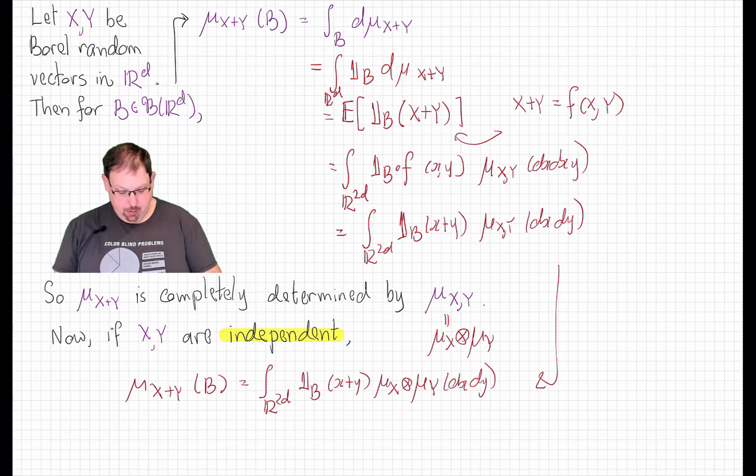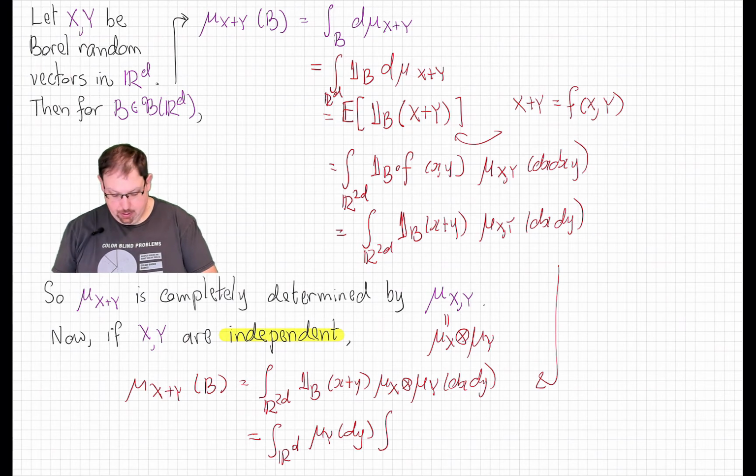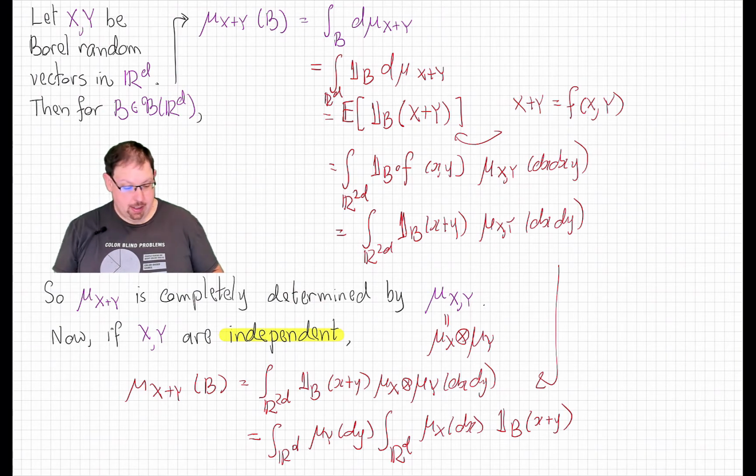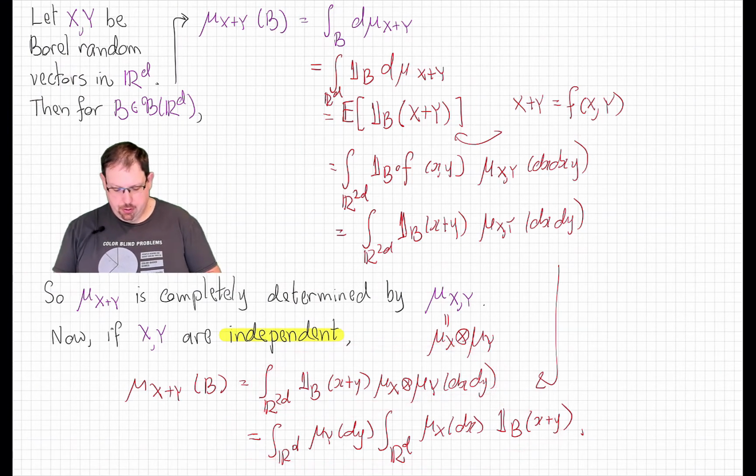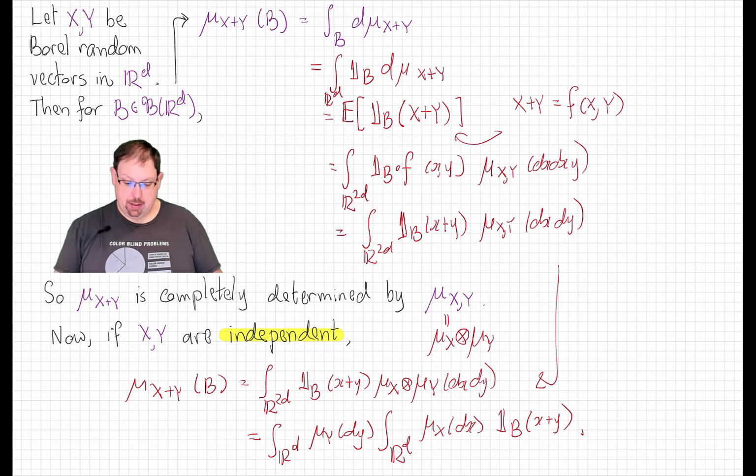And now let's go ahead and use Tonelli's theorem and write that as the integral over R^d of, let's say, the Y law of the integral over R^d of the X law, integrating that indicator function. In other words, if they're independent, we can calculate this as an iterated integral. Now we can think of this operation here, or here, as a function of two probability measures. We don't need the reference random variables around anymore. And so let's take that as a definition.